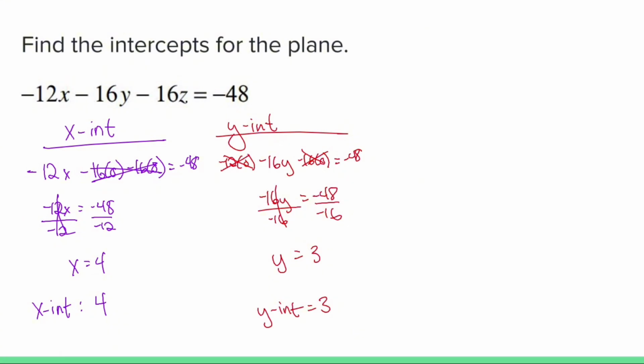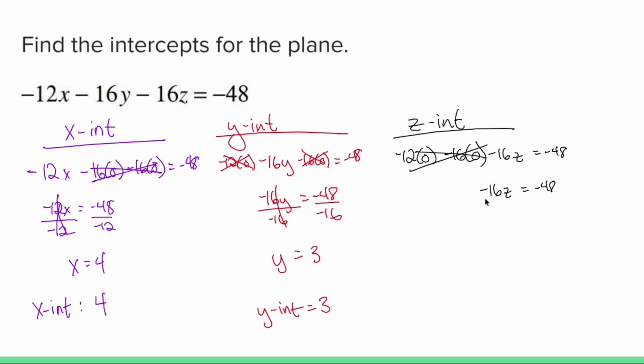Then you do it again. My z-intercept is going to have me replace x and y with 0. So -12 times 0 minus 16 times 0 minus 16z equals -48. These guys go away. -16z equals -48 is going to be the same exact thing that I did over here. So divide by -16. Z equals 3, which means my z-intercept is going to be 3. Look at that. Who would have thought that Algebra 2 piggybacks off of Algebra 1? Crazy.